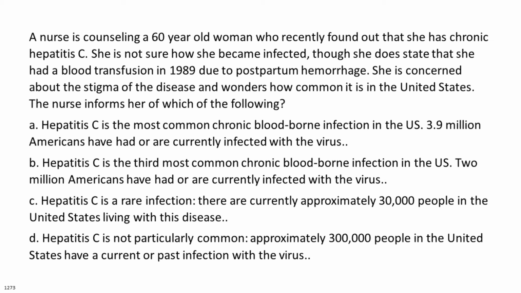A. Hepatitis C is the most common chronic blood-borne infection in the U.S. 3.9 million Americans have had or are currently infected with the virus. B. Hepatitis C is the third most common chronic blood-borne infection in the U.S. 2 million Americans have had or are currently infected with the virus. C. Hepatitis C is a rare infection. There are currently approximately 30,000 people in the United States living with this disease. D. Hepatitis C is not particularly common. Approximately 300,000 people in the United States have a current or past infection with the virus.